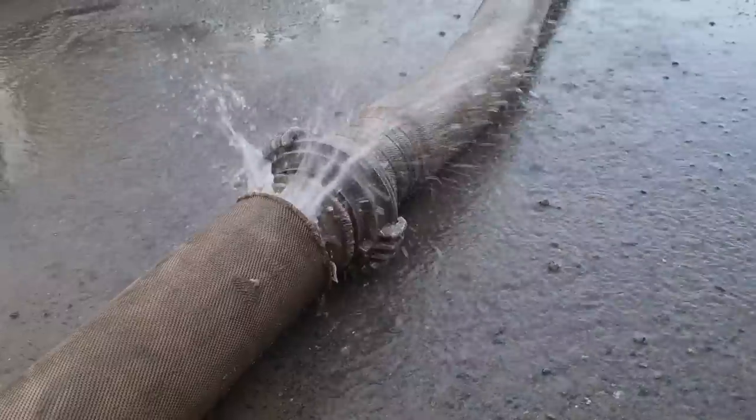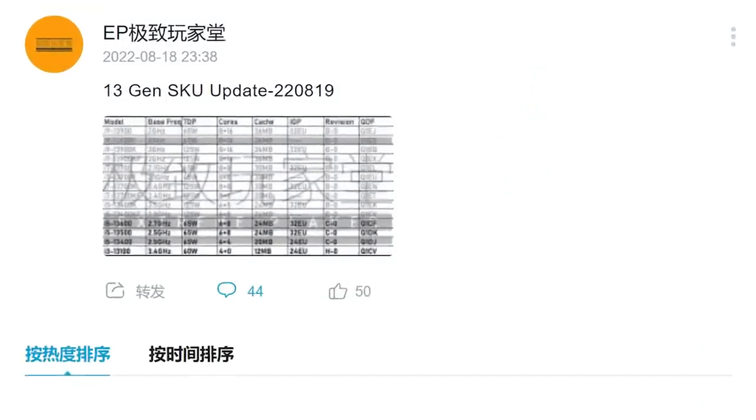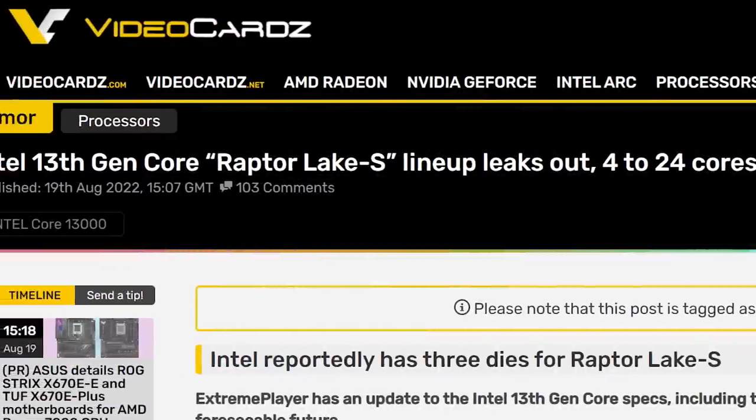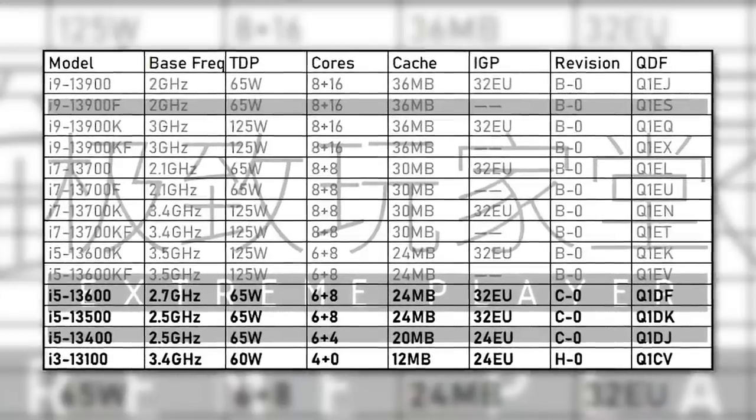Next up, Intel's entire 13th gen CPU lineup just leaked. In a new post by Extreme Player and later reported by Video Cards, we now have everything. So let's get right to it.